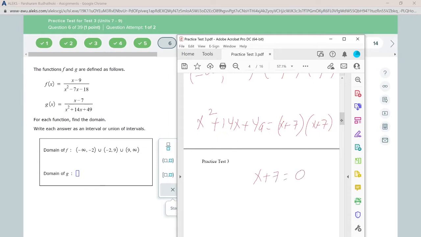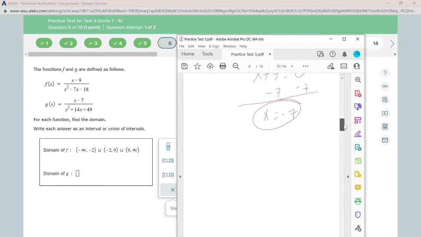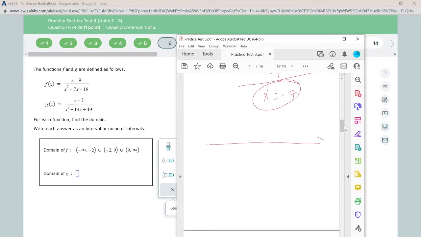For what value of x plus 7 becomes 0? If you solve this equation, that gives you x equal negative 7. So the domain of g of x is any real number except negative 7. So if you draw your number line, which is anything from negative infinity to positive infinity, somewhere here you have negative 7. So your domain is everything from extreme negative infinity up to positive infinity except negative 7.